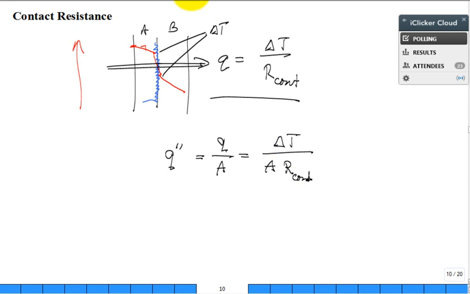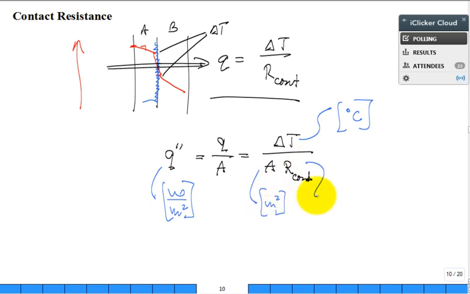All right, let me just help you a little bit here. What are the typical SI units of delta T? Degrees C, temperature change, Kelvin or C. What are the typical SI units for the heat flux? Watts per meter squared. All right. What are the typical SI units for area? Meter squared. What are the typical SI units for this R? Degrees C per watt. True?